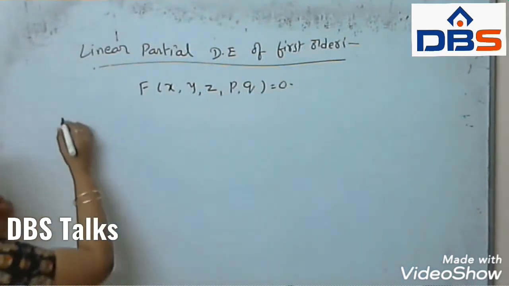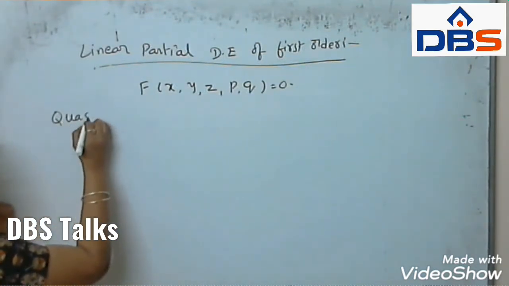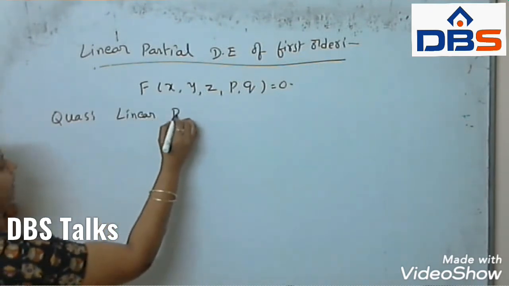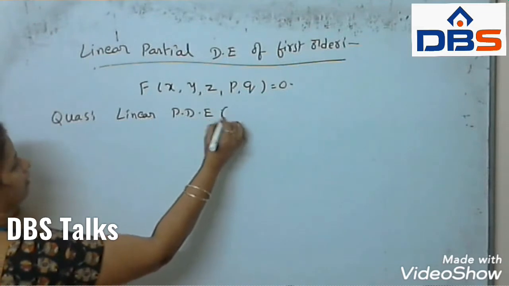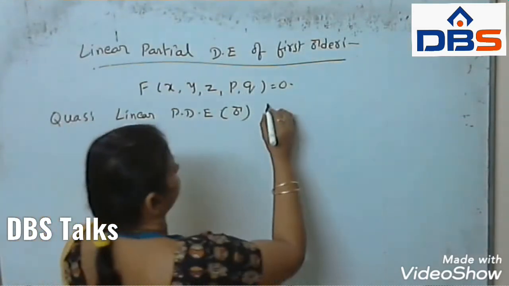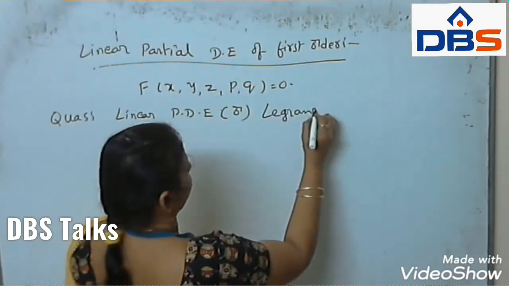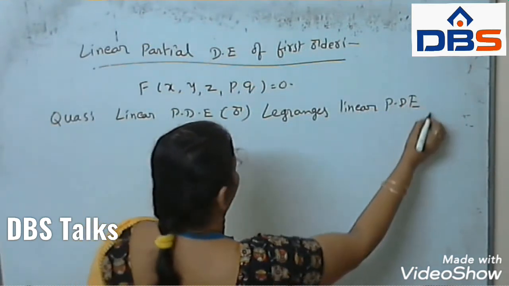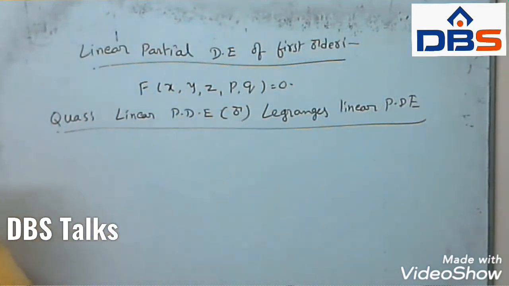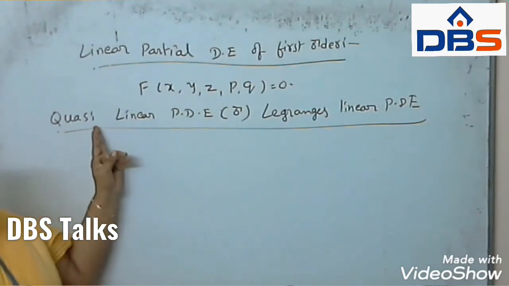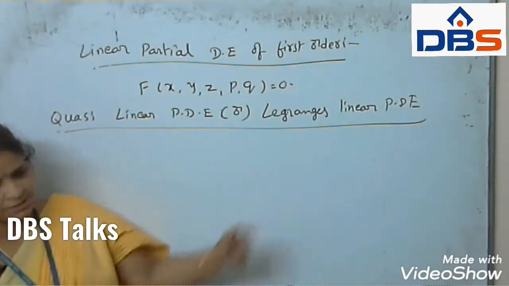In this, the first mode is the Cauchy linear PDE, or this can be said as Lagrange's linear PDE. So the general form is f(x, y, z, p, q). In that, the first case is Cauchy linear PDE or Lagrange's linear PDE.